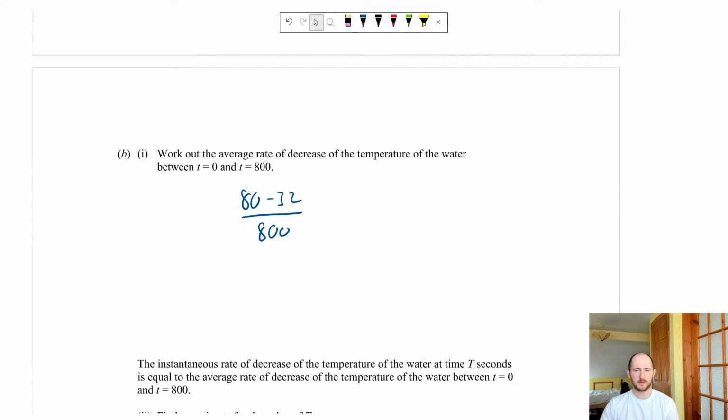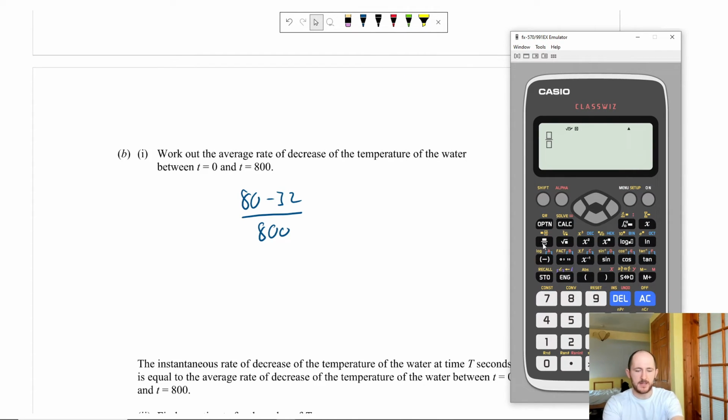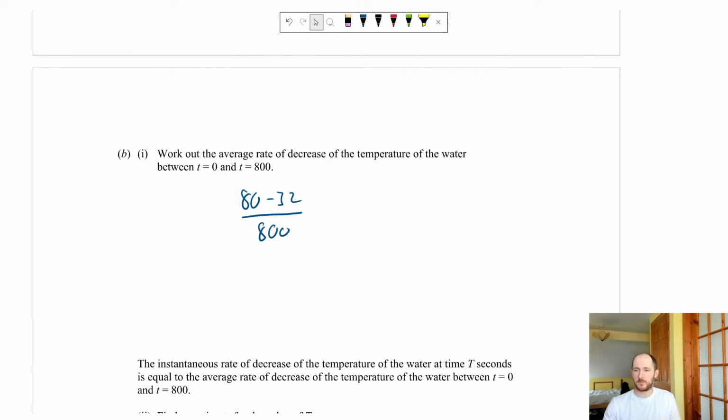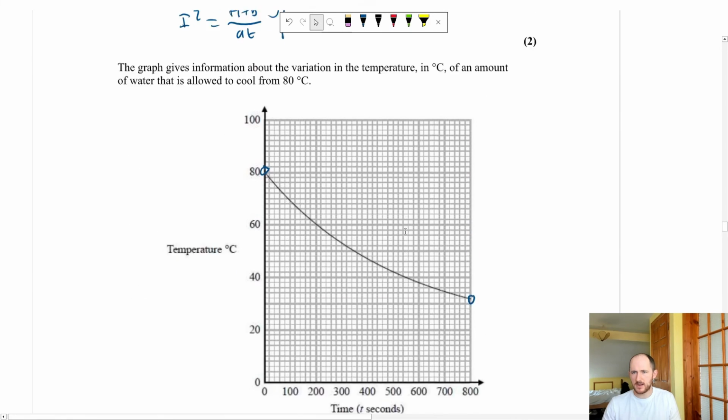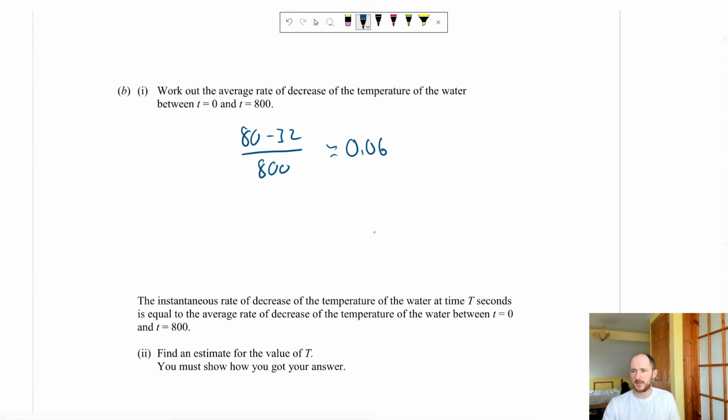Cool, that was nice and quick. Thank God I didn't need to use the gradient, because that's really difficult for me. 0.06, because I'm on a computer. 0.06, I think, it's degrees per second. So degrees Celsius per second.